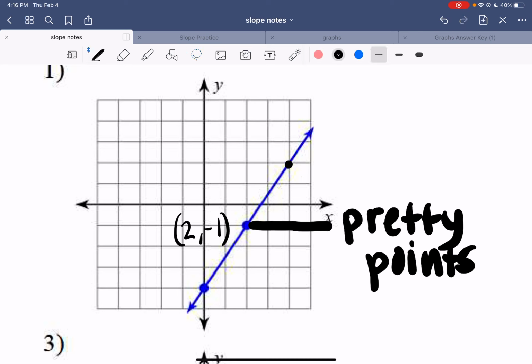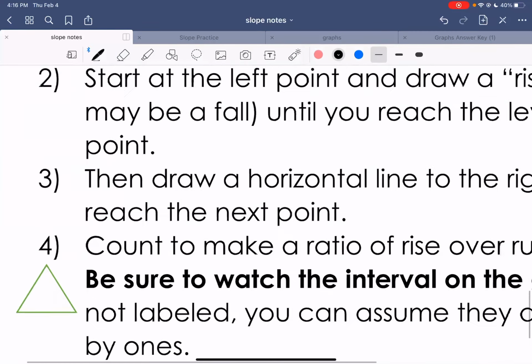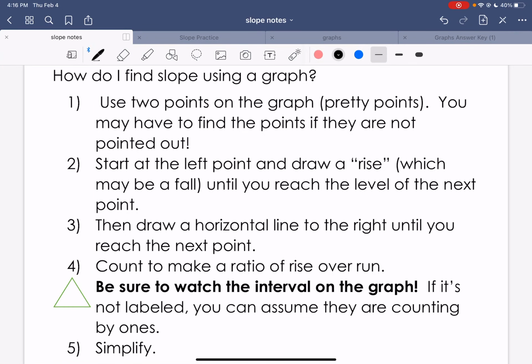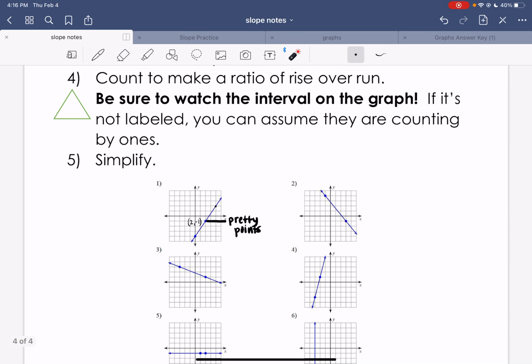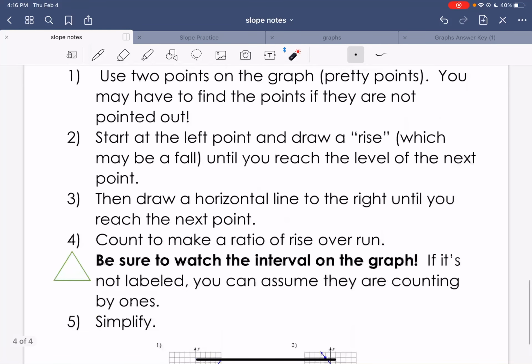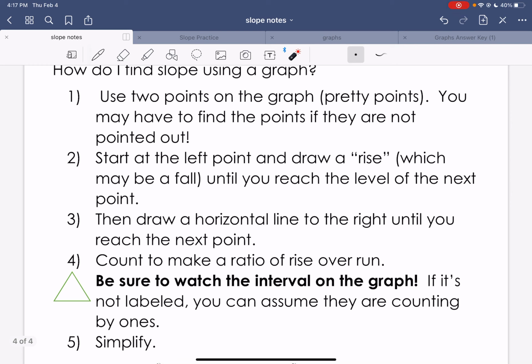So we want to make sure we identify pretty points. Let me go back. Okay, so identify pretty points. You may have to make your own if they are not already pointed out, just like I did on this graph. This one was not marked out. These two are already there. Then we're going to start at the left point and draw a rise, which may be a fall, until you reach the level of the next point. And then you're going to draw a horizontal line to the right until you reach the next point. Count to make a ratio of rise over run. Be sure to watch the interval of the graph. If it's not labeled, you can assume they are counting by ones and then simplify.